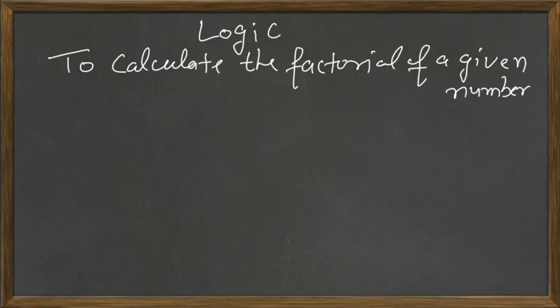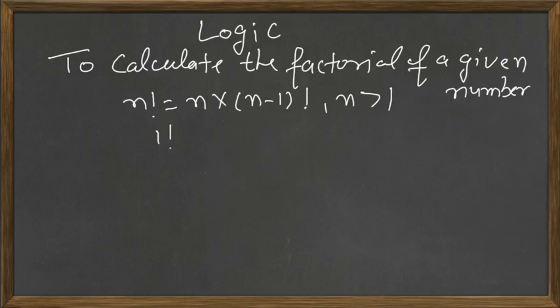This video lecture is on the topic of calculating the factorial of a given number. Here we will discuss the logic that we will be using in the program. The recursive definition of factorial is n factorial is equal to n times (n minus 1) factorial, where n is greater than 1, and we define 1 factorial is equal to 1. So this is the recursive definition of the factorial.